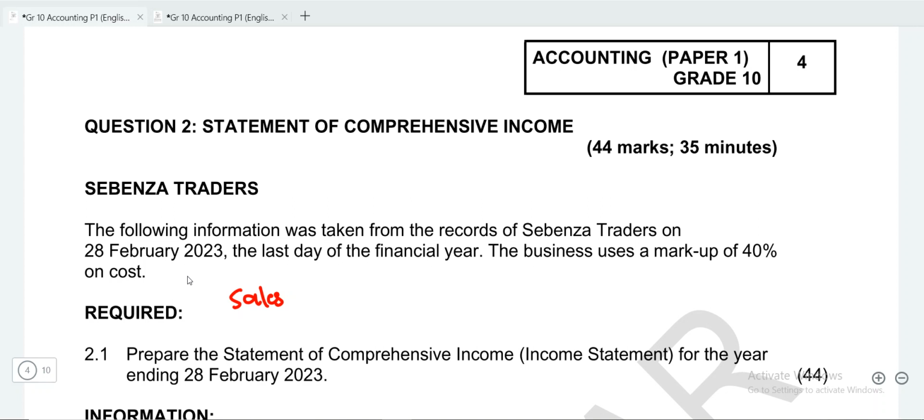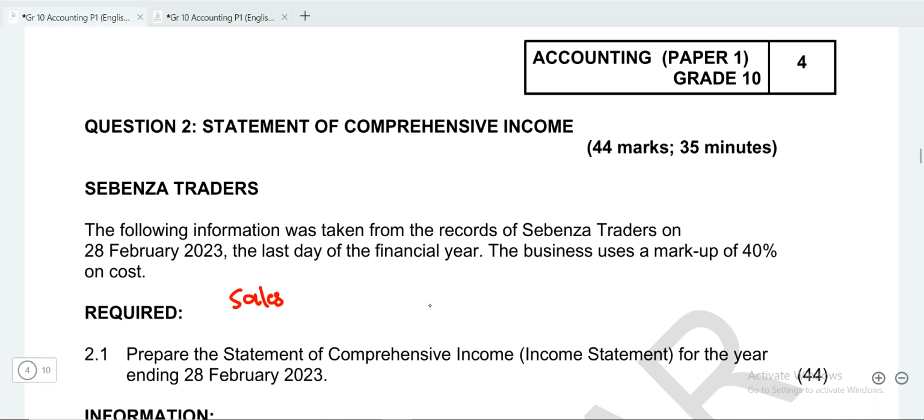Now, in this morning's lesson, we're going to be looking at how to prepare a statement of comprehensive income, which is also known as the income statement. An income statement is done in order for us to determine whether we are making a profit or not as a business. The most important thing about the income statement is that it tells the stakeholders whether the business is profitable or not. It's one of the financial statements that we do in accounting. Okay, so with that out of the way, let's get into the lesson.